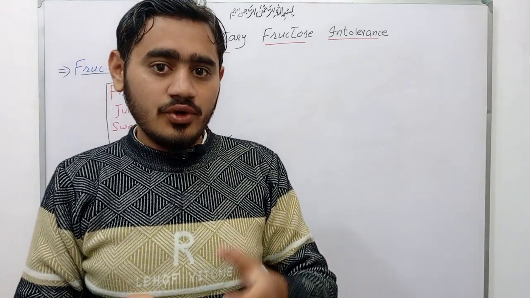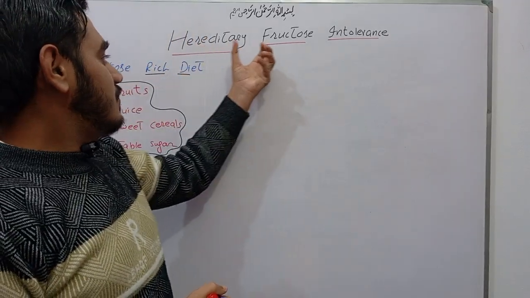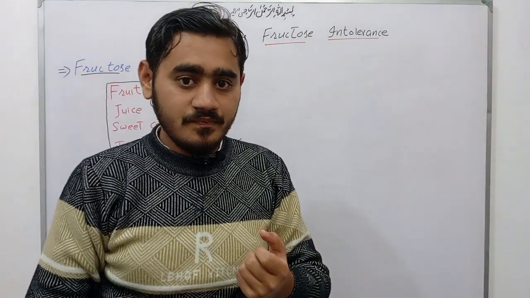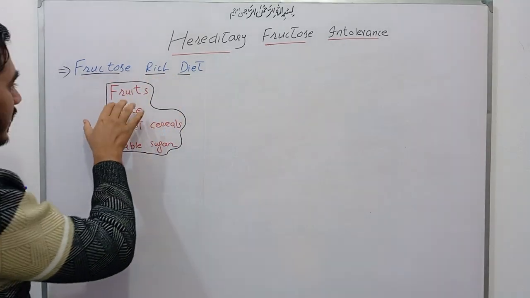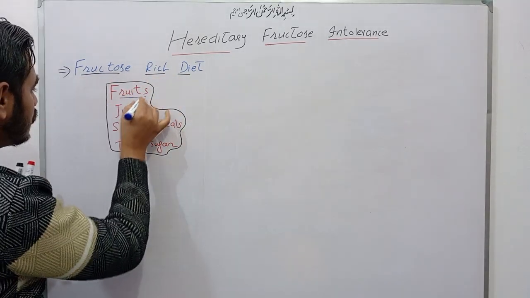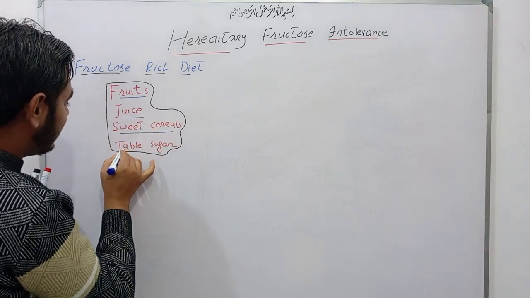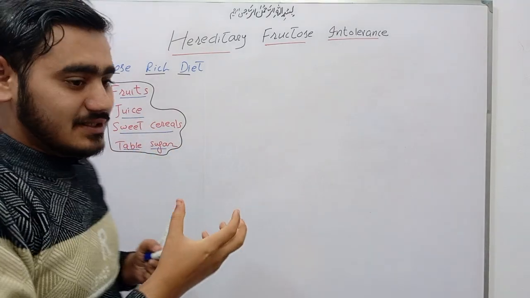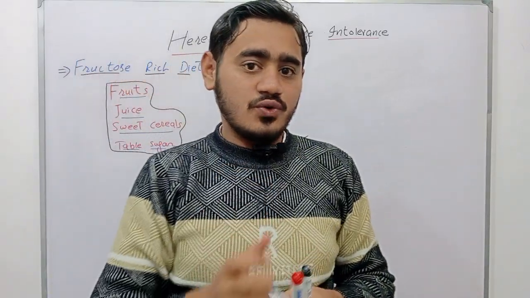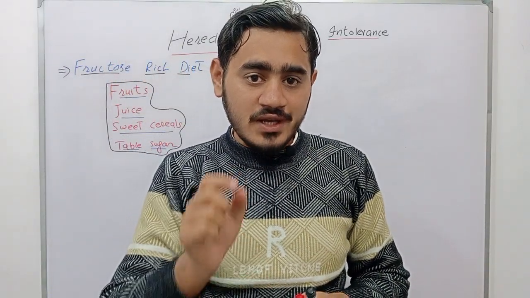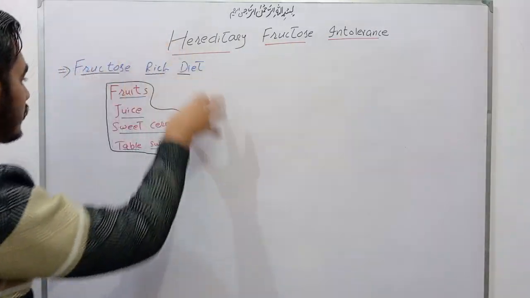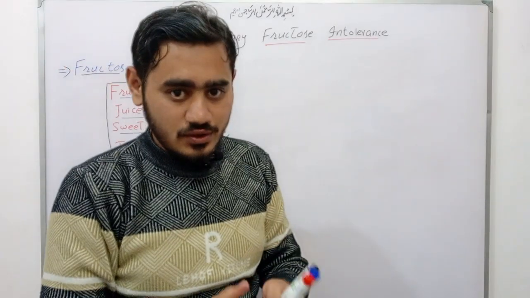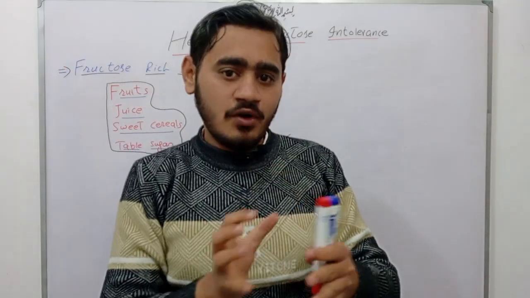Friends, in this video I am going to discuss hereditary fructose intolerance. Okay, so let's start our lecture. Friends, when we consume a fructose-rich diet like fruits, juice, sweet cereals and table sugar, it leads to hereditary fructose intolerance. As such, it is asymptomatic, but when we consume a fructose-rich diet, it leads to the fructose intolerance. Now coming toward the metabolism of fructose.